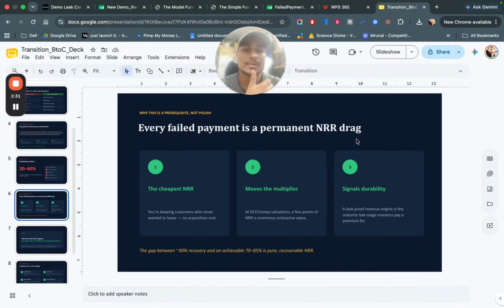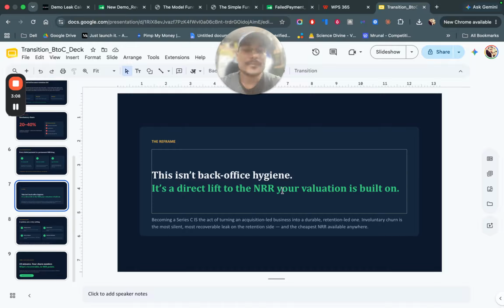Every failed payment is a permanent NRR drag. Every failed payment leads to churn, and that churn leads to an NRR drag. This is the cheapest NRR: you are keeping customers who never wanted to leave, with no acquisition cost. Customers are leaving just because they didn't get a notification about an expired card and got churned. We can easily add them back to NRR just by having a retention system. A leak-proof revenue engine is the maturity that later-stage investors pay a premium for. This isn't back-office hygiene, it's a direct lift to the NRR that valuation is built on.